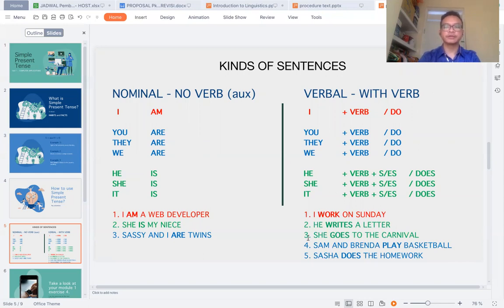Oke. The next one would be Sam and Brenda play basketball. Oke, kenapa Pak kok tidak masuk di sini? Karena ada dua subjek. Sam and Brenda. Masuk di mana berarti? Oke, masuk sini ya. They. Gitu ya. Meanwhile, the last one would be Sasha does the homework.